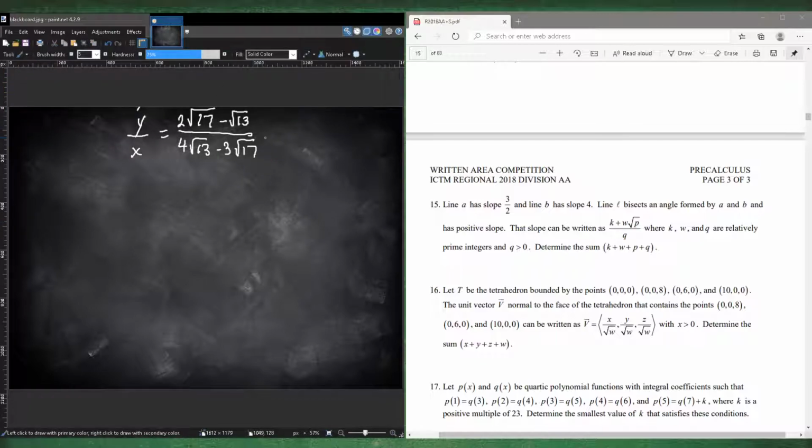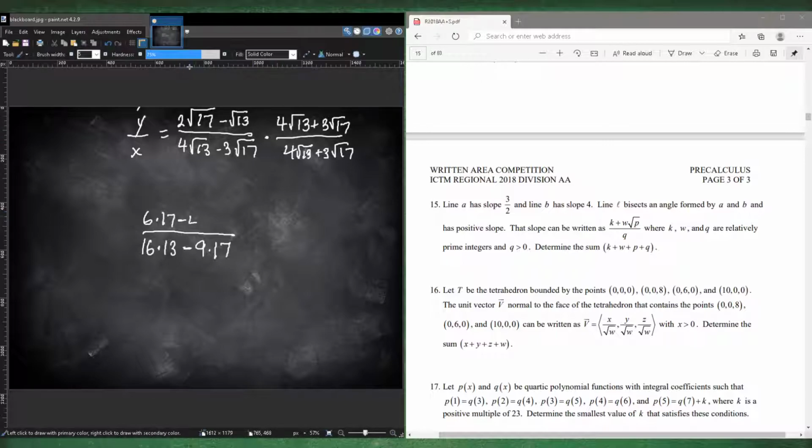So we could just multiply the numerator and denominator by 4 square root 13 plus 3 square root 17, right? So then 4 times 4 is 16. So I'm doing the denominator first. So 16 times 13 minus 3 times 3 is 9, and then times 17. So that's on the bottom. And then on the top, we have 3 times 2, which is 6, times that 17. So 6 times 17. And then negative square root 13 times 4 square root 13, sorry.